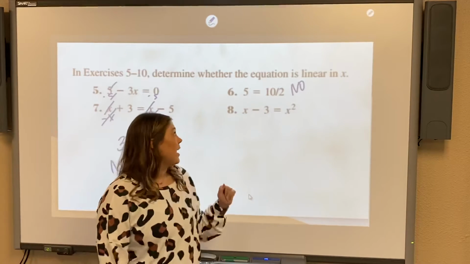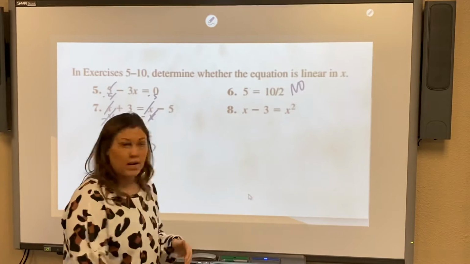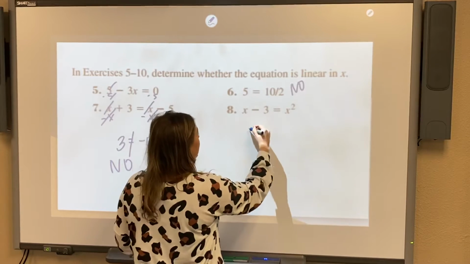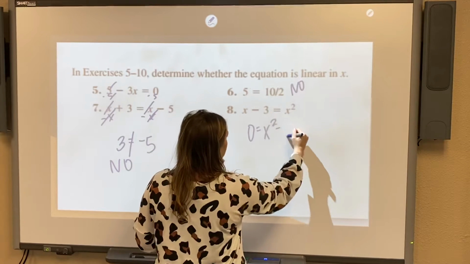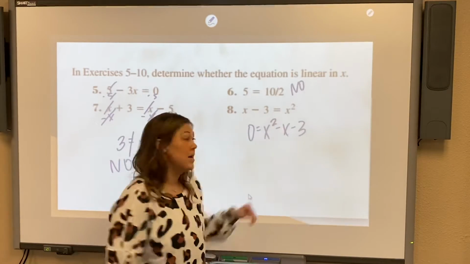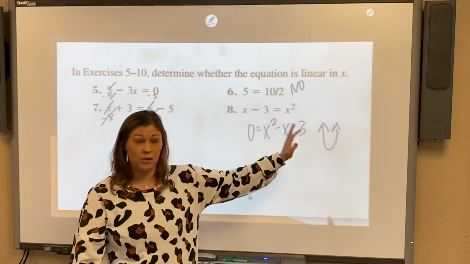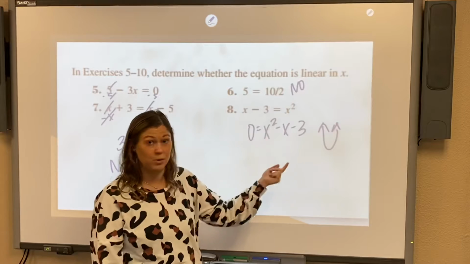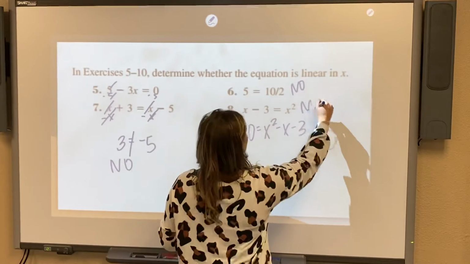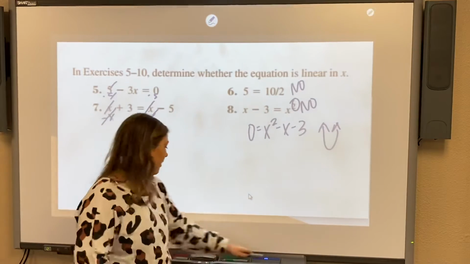And then if we look at 8, x minus 3 is equal to x squared. If we wanted to get everything on one side, we could subtract x and add 3 to say 0 is equal to x squared minus x minus 3. Hopefully you recall, if you have a little 2, this makes a U, so this is a quadratic. So that's not linear, it's quadratic, and there are 2 possible solutions for x. So this 8 also is not linear. Anytime you see an x squared or x cubed or anything other than an x, it's definitely not linear.